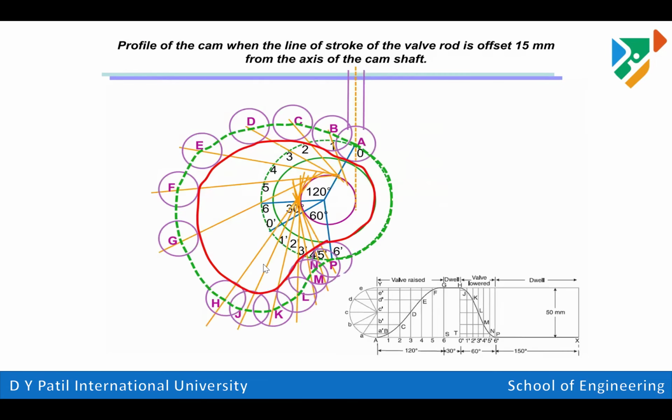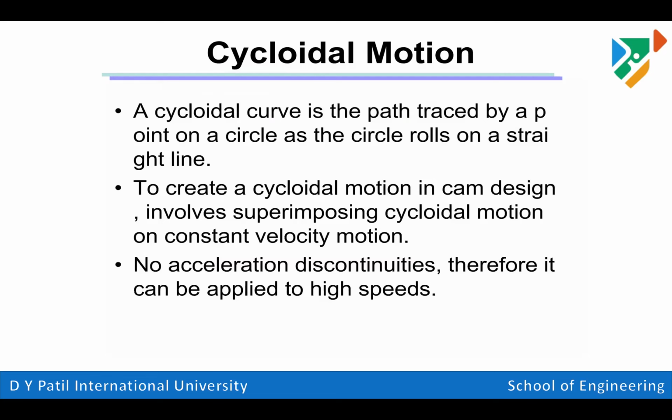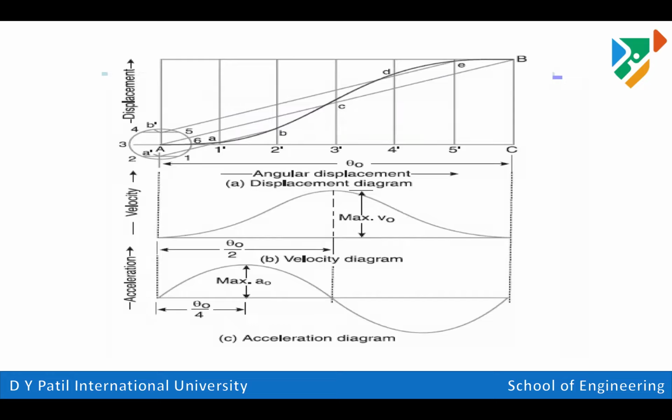Previously we discussed how to create the diagram when we have 8 divisional points. In this case, we have 6 divisional points. Now next, suppose we have cycloidal motion.